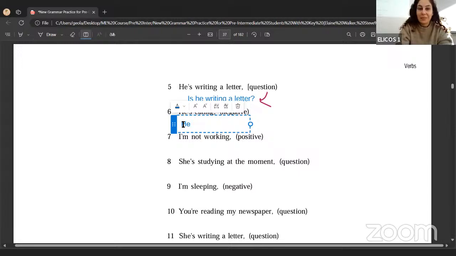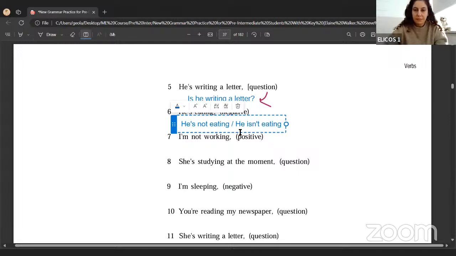Go to Peter for number 6. He isn't eating. Yeah, or he's not eating. So remember, we can make it isn't. We can connect the verb to be is with the not, or he's not eating. So I'll write both ways. So he isn't eating. Number 7, Sarah, I'm not working. How do I make it a positive?